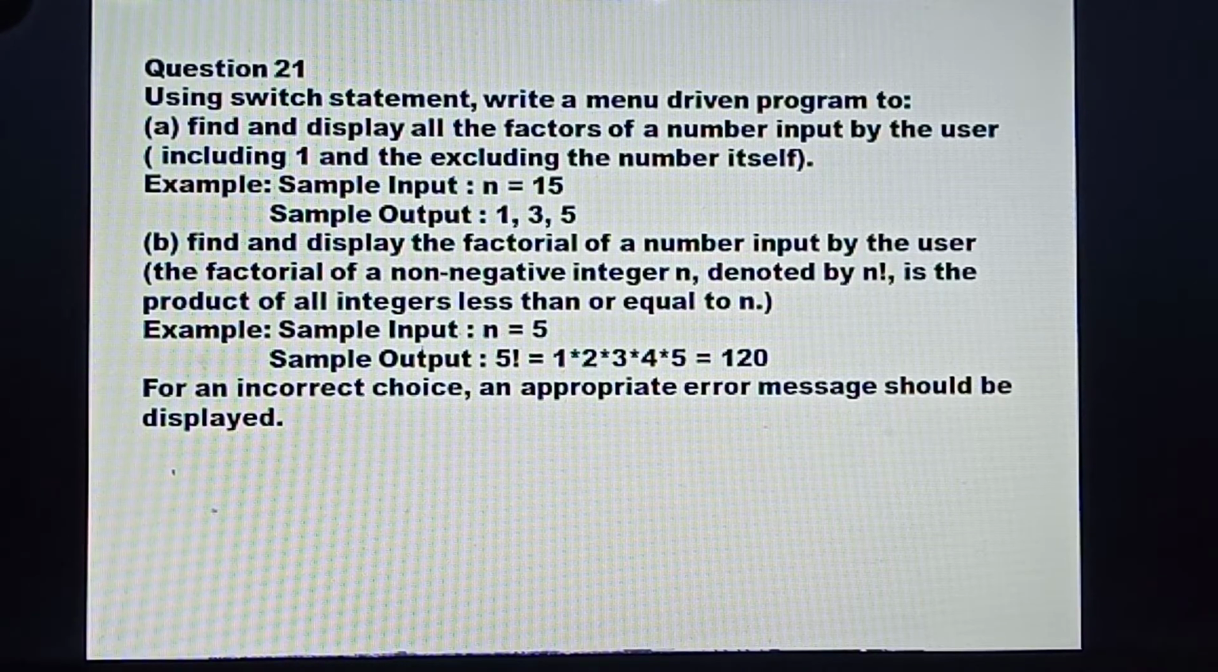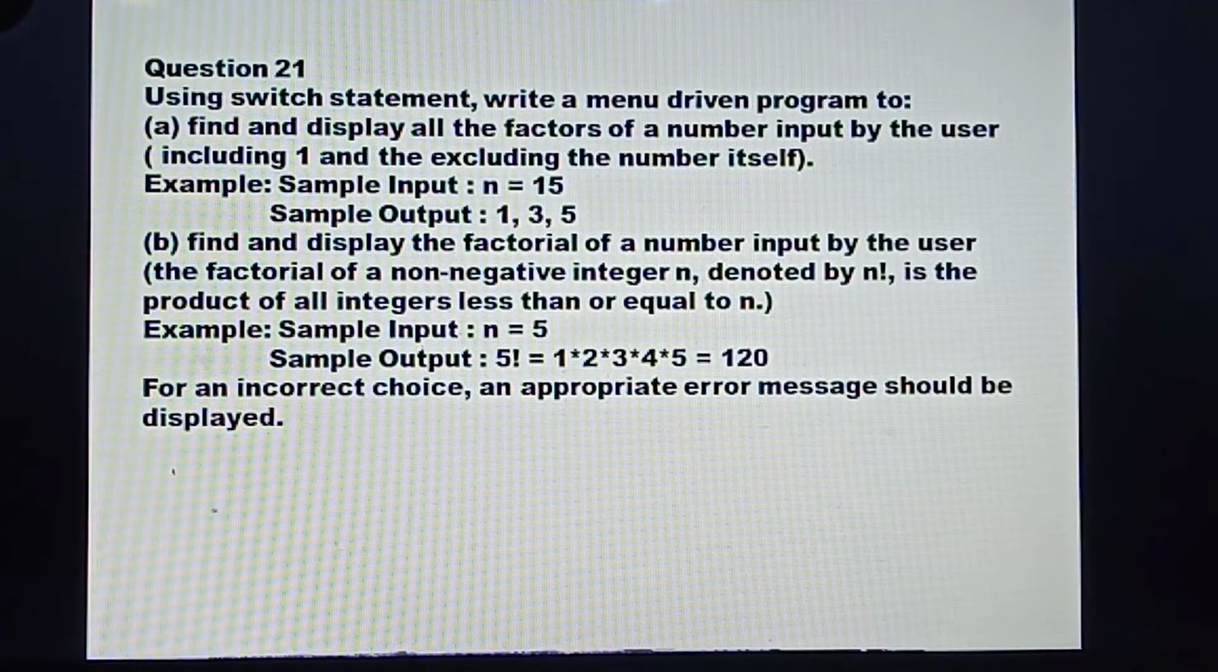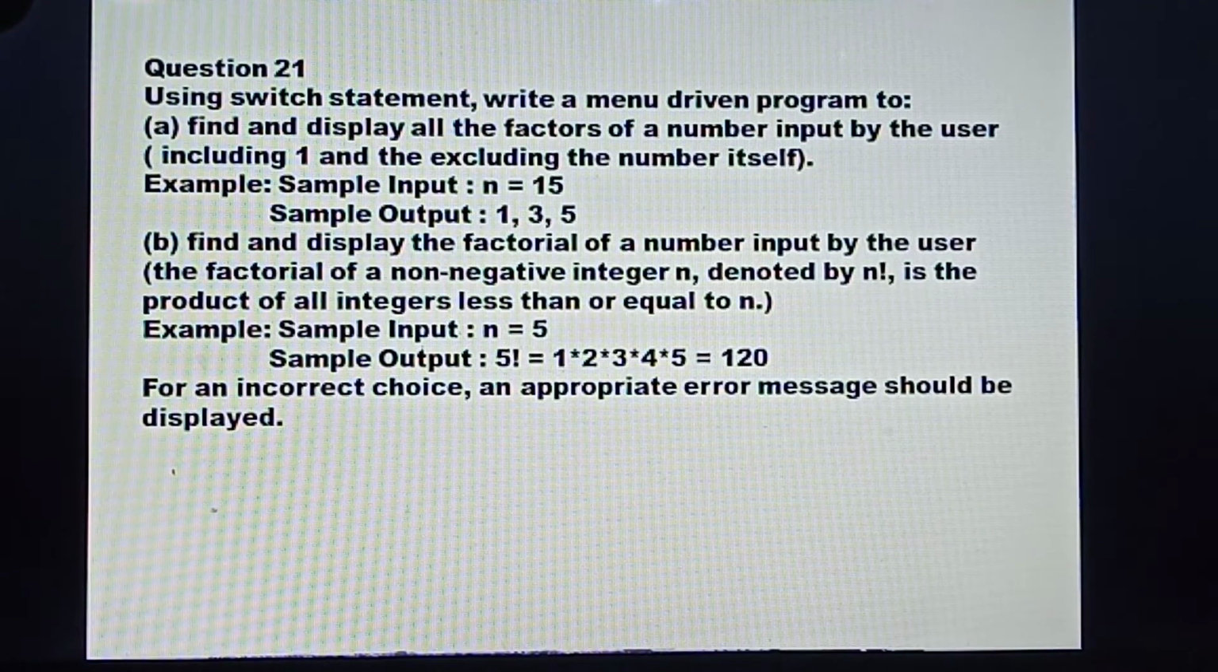And what is a factorial? The factorial of a non-negative integer n, denoted by n exclamation mark, is the product of all the integers less than or equal to n. If your input n equal to 5, then 5 factorial will be 1 into 2 into 3 into 4 into 5, which gives 120. So this you have to do using the switch case, factor and factorial. Now we can see the program.